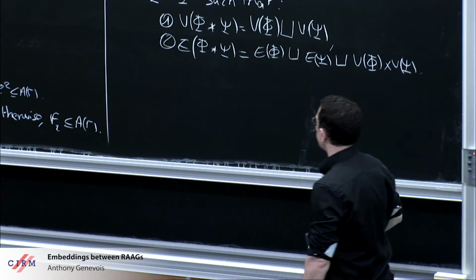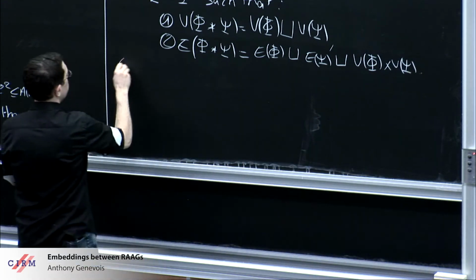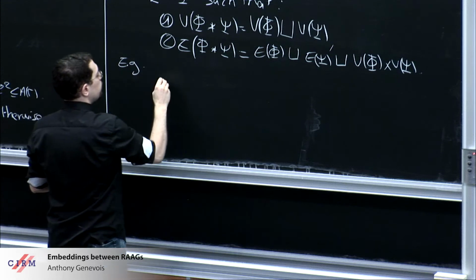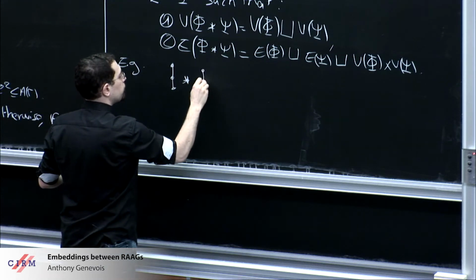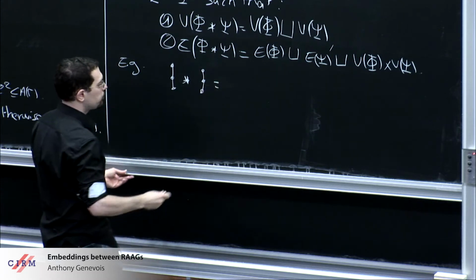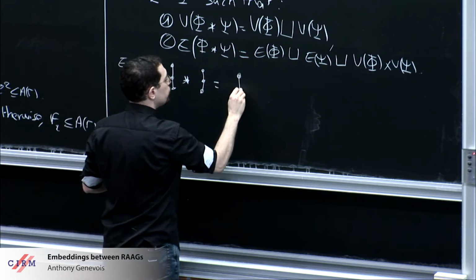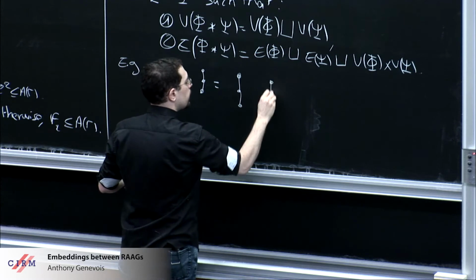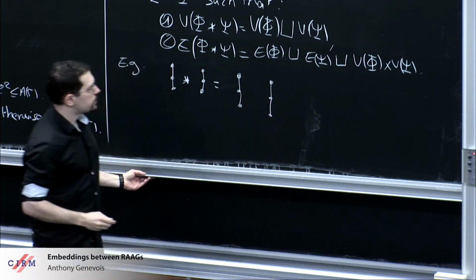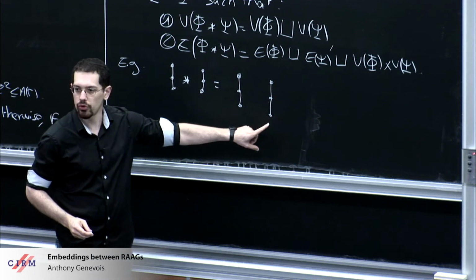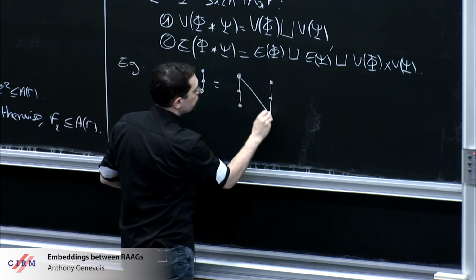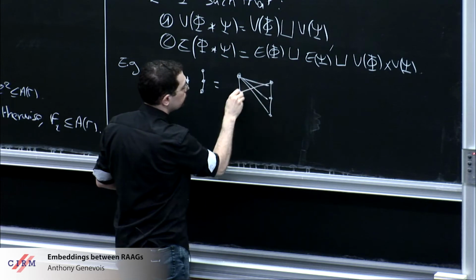Okay, so this is just a complicated way to say that if I take, for instance, two graphs, then the join is just obtained by taking the disjoint union of the two, and I add edges between every vertex of the first one to every vertex of the second one. I add all the possible edges between the two.